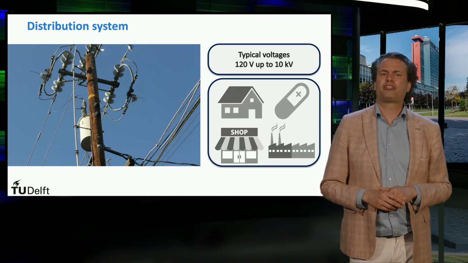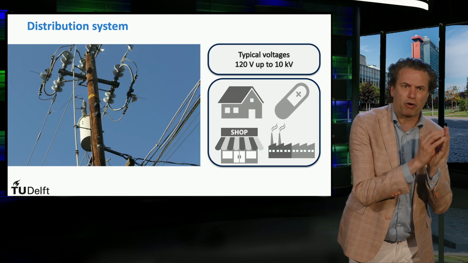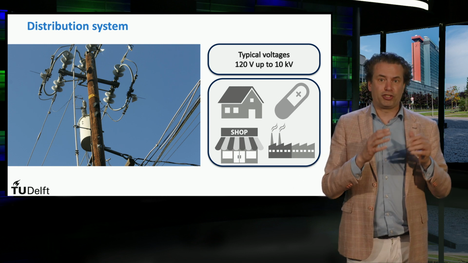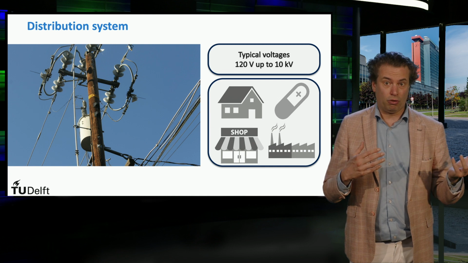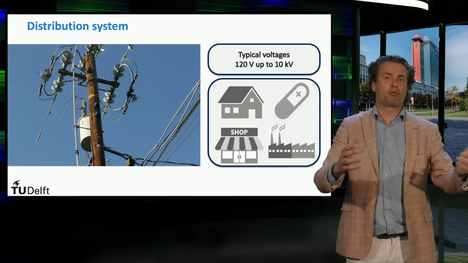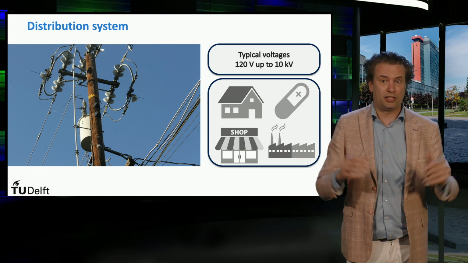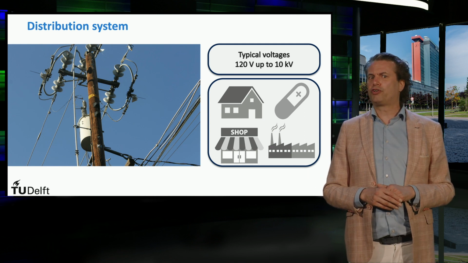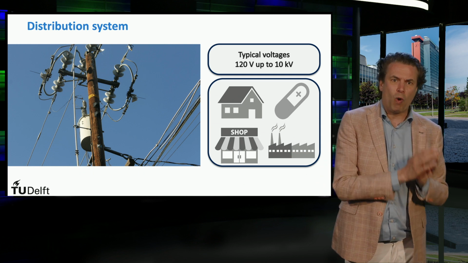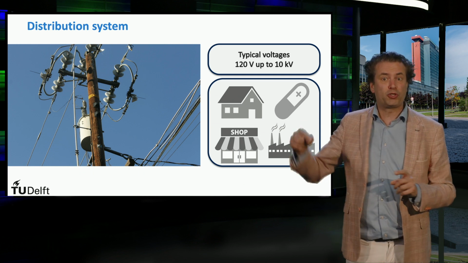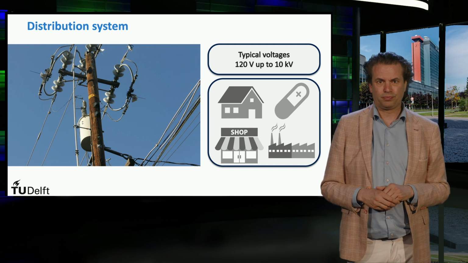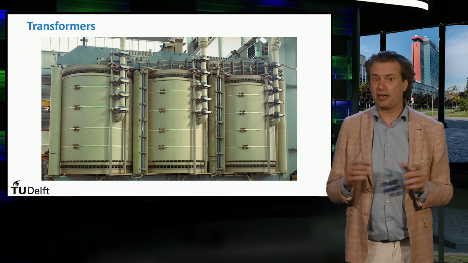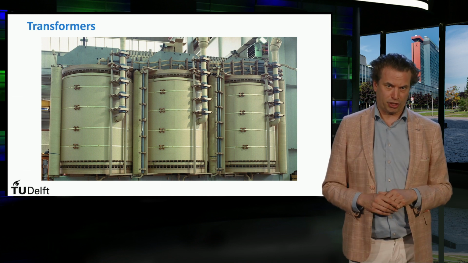The distribution system is the network that feeds the power to the load. The load represents the power consumption of the system. It contains households, hospitals, commercial buildings, and small to medium-sized industry, among others. Typical voltage levels for the distribution system go from 120 volts up to 10 kilovolts. The voltage levels of the transmission system are higher than those of the distribution system.